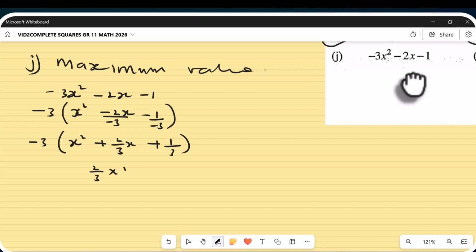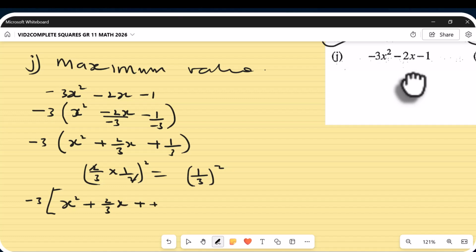We have 1 over 3 here, bracket squared. And then when we are done now, we do what? Now we come and say negative 3, open big bracket here. We have x squared, then plus 2 over 3 x, and then plus 1 over 3, bracket squared, then plus 1 over 3, then minus 1 over 3 squared. Okay, so here, close big bracket here.